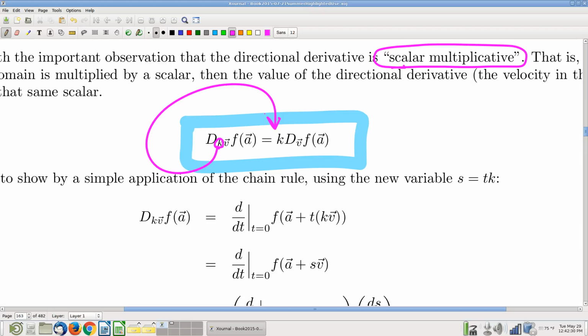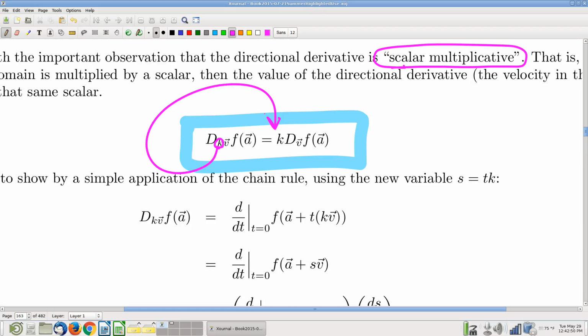Notice both of these questions say, I want to compute how fast the function f is changing. We're starting at the same base point a. We're looking at the same function f. And we're going in the same direction. Right here we're going with velocity v. Here we're going with velocity kv. They point the same way.